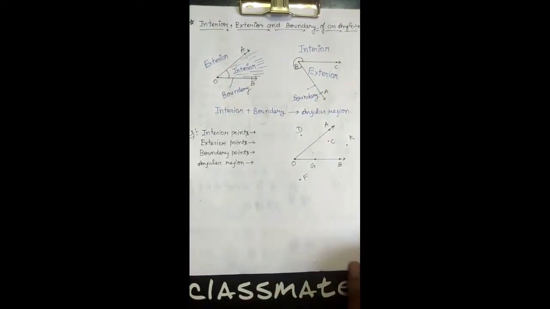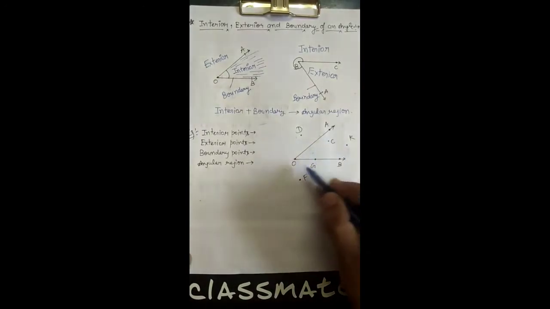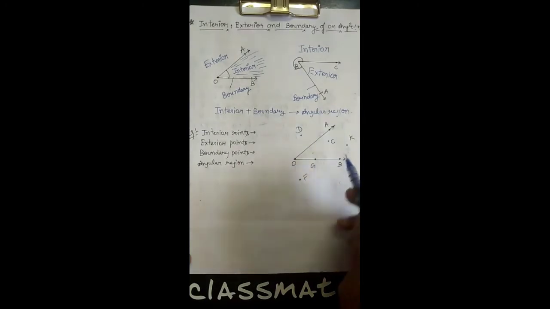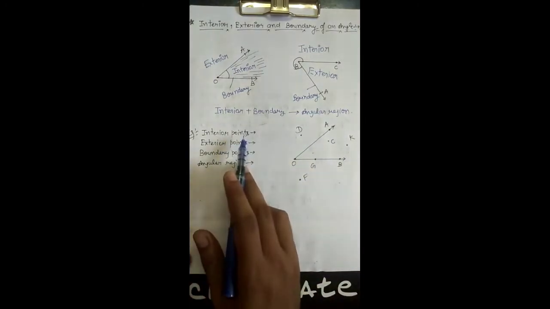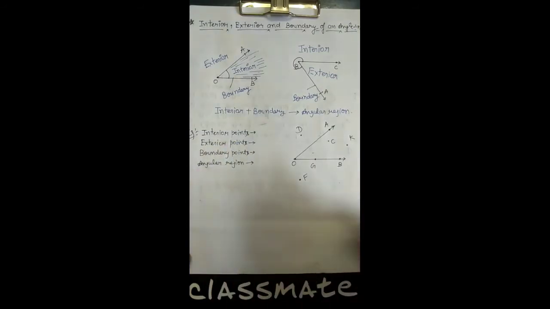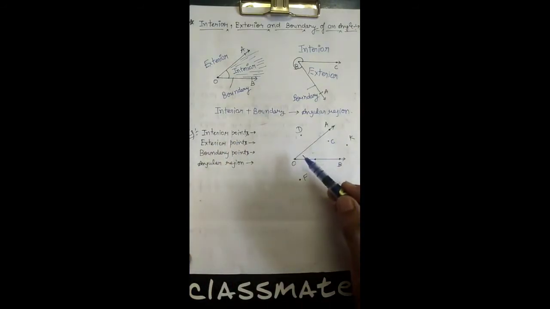Let's take an example to understand this concept. An angle is given here, AOB, and some points are also given. You have to write interior points. First of all, interior points. So as we know, this is the acute angle and interior region will be this.